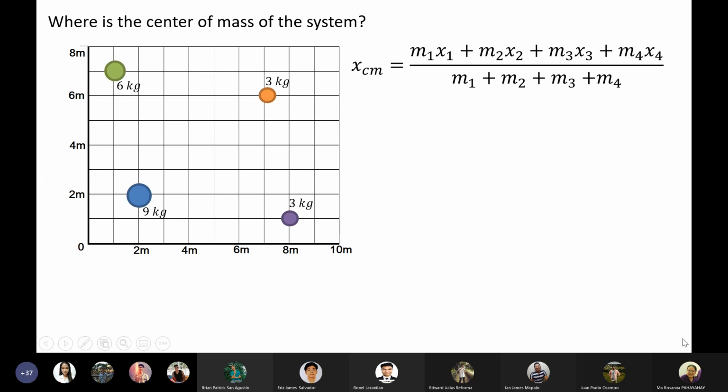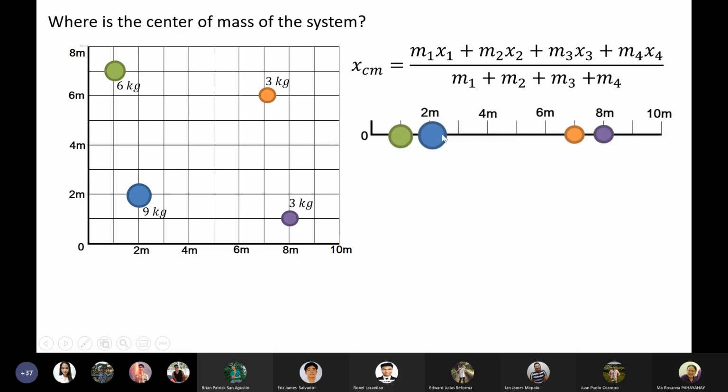So, here, for xm, we will solve for xm muna. So, as if, ang gagawin natin para madali yung idea ng pag-solve nito, as if you will place all the masses along x. So, parang binaba ko lahat ng masses o along x. Okay? So, it means si green, si green na si 6 kilogram ay nasa 1 meter, ang position niya 1 meter. Si blue would be on 2, si orange nasa 7, and si purple nasa 8.